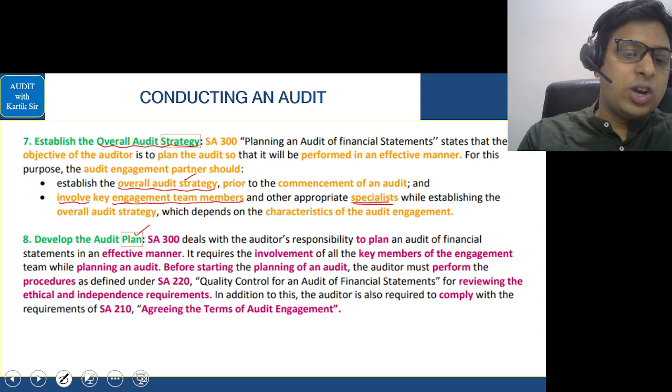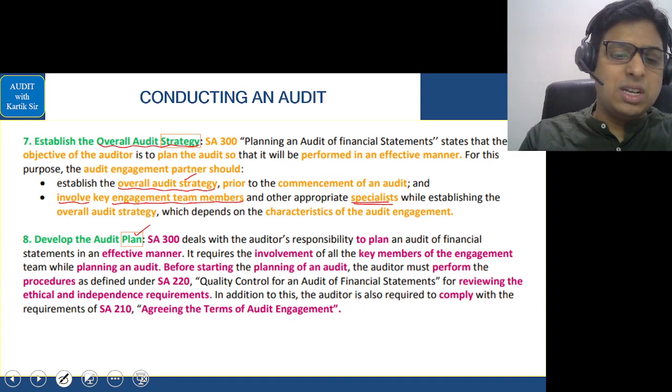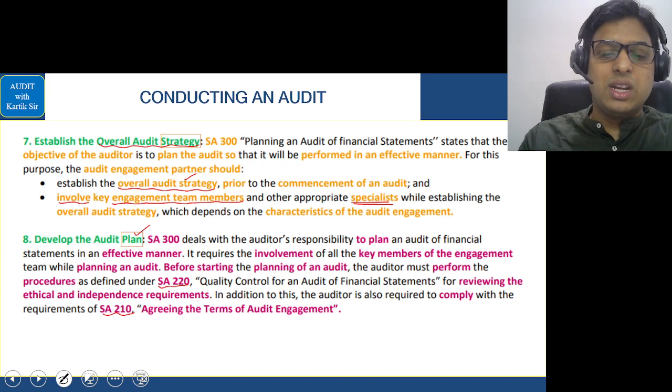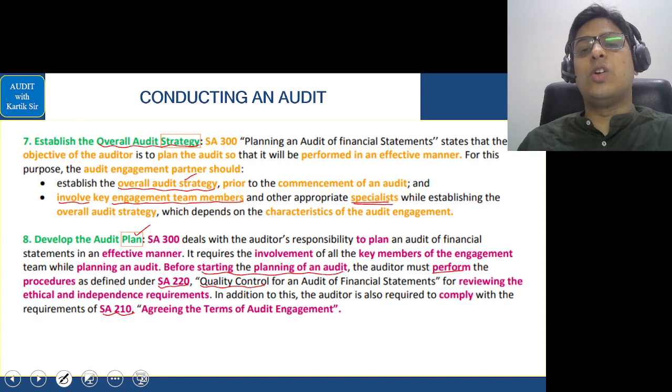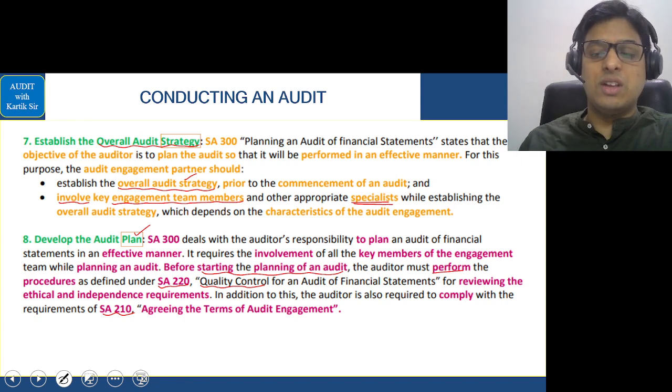Next is developing the audit plan. So this is the same matter. You can see here, SA 220 is repeated, SA 210 is repeated. We have already done this earlier. See, before starting the planning of an audit, the auditor must perform the procedures in 220. That is quality control. But in this quality control, we saw in relation to quality control the acceptance of the client, correct? In that first answer which we did in this video itself.